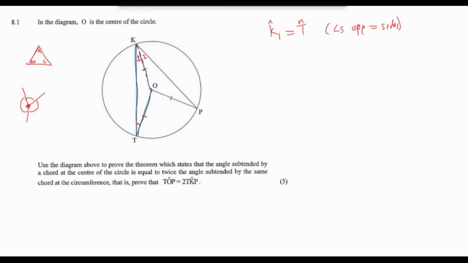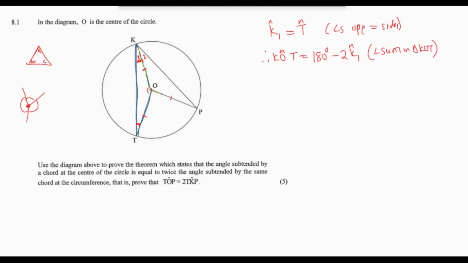Because they are equal. What is angle KOT? Therefore, angle KOT is equal to what? This is K1. This is also equal to K1 because these are angles opposite equal sides. So angle KOT is going to be 180 degrees minus 2 times K1. Why? Because interior angles of a triangle add up to 180 degrees. So we're looking at the blue triangle here. So it's going to be 180 degrees minus 2 times angle K1, angle sum in triangle KOT.